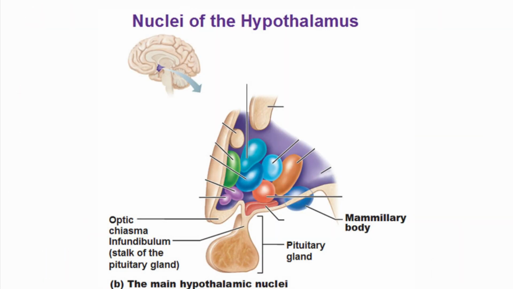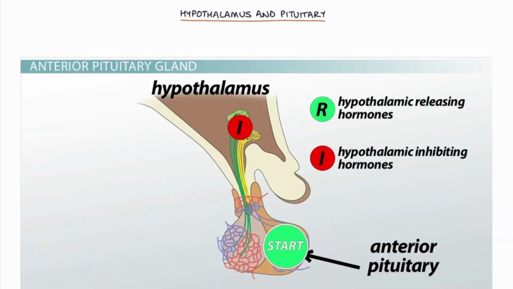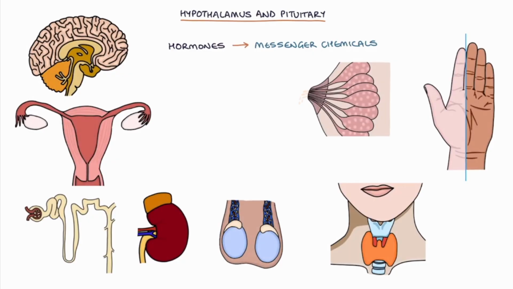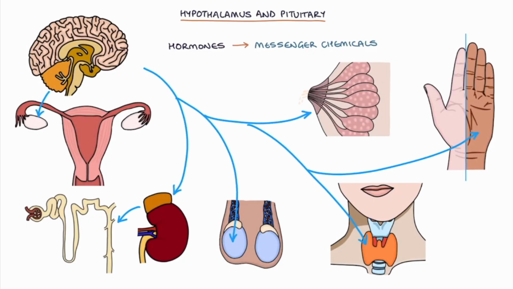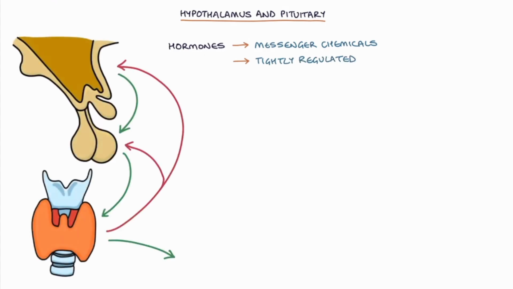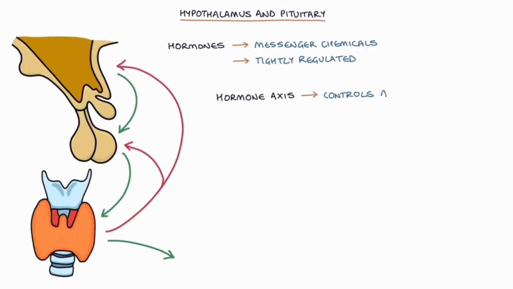In this video, I'm going to be going through the hypothalamus and pituitary. Straight in. Hormones are messenger chemicals that travel in the blood between the organs and the tissues, regulating many processes. Too much or too little of a hormone can have significant consequences, so it's important to keep them tightly regulated. A hormone axis controls the amount of a hormone in the system.